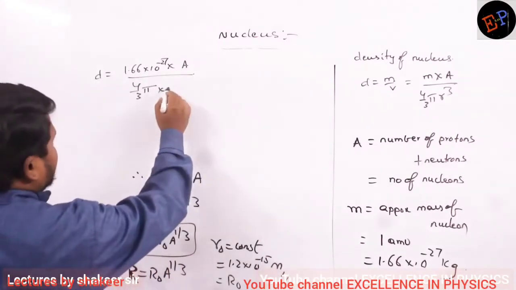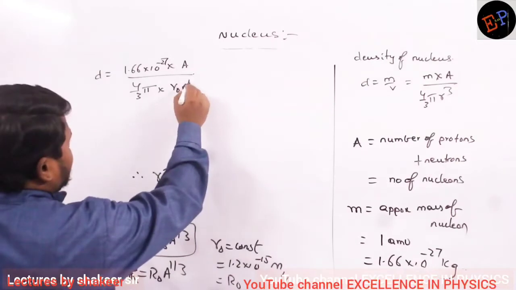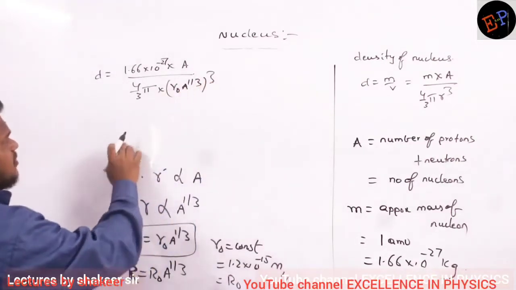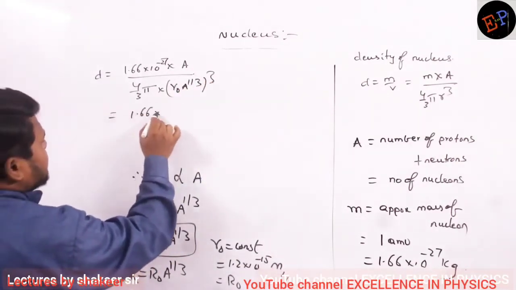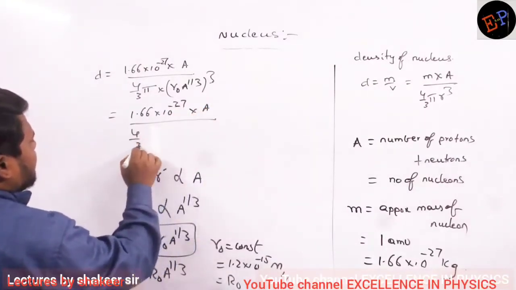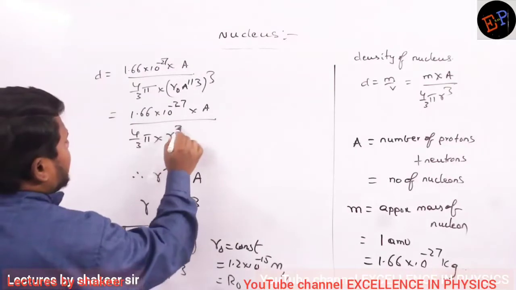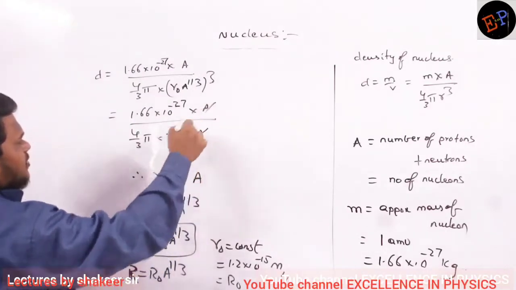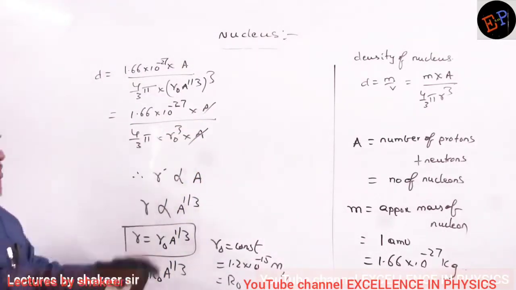So multiplied by r naught a power 1 by 3 whole cube. Clear, no? So again, if I do this calculation, 1.6 into 10 power minus 27 multiplied by A, divided by 4 by 3 pi multiplied by r naught cube multiplied by A. So A and A get cancelled. And r naught is a constant, no?